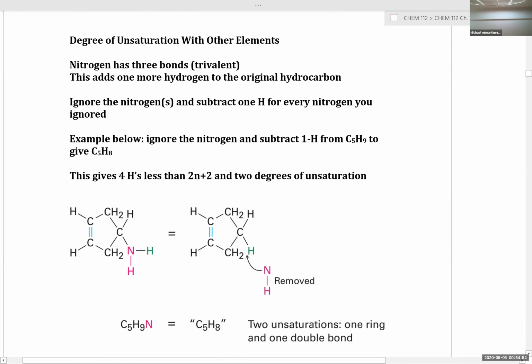Okay. Let's look at degree of unsaturation with other elements. So nitrogen has 3 bonds, so it's trivalent. So let's use a blue color for nitrogen. So this adds 1 more hydrogen to the original hydrocarbon. Okay, so one trick that you can use is you can ignore the nitrogens and subtract 1 hydrogen for every nitrogen you ignore.